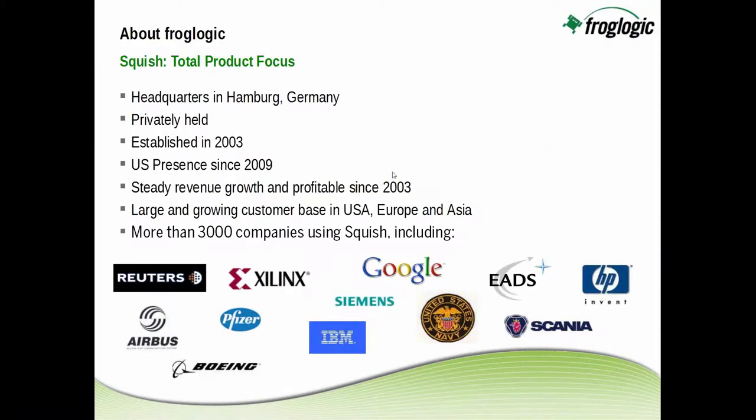Now, froglogic is headquartered in Hamburg, Germany. We're privately held, and we were established in 2003. We've had U.S. presence since 2009 and have had steady revenue growth and been profitable since we were established. We do have a large and growing customer base throughout the world, and you can see some logos of the more than 3,000 companies currently using Squish.